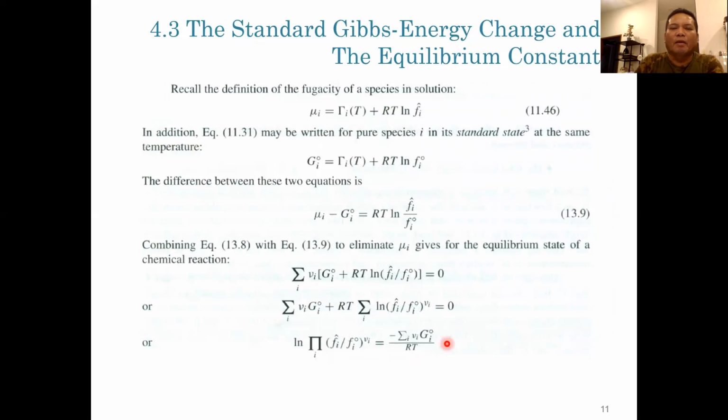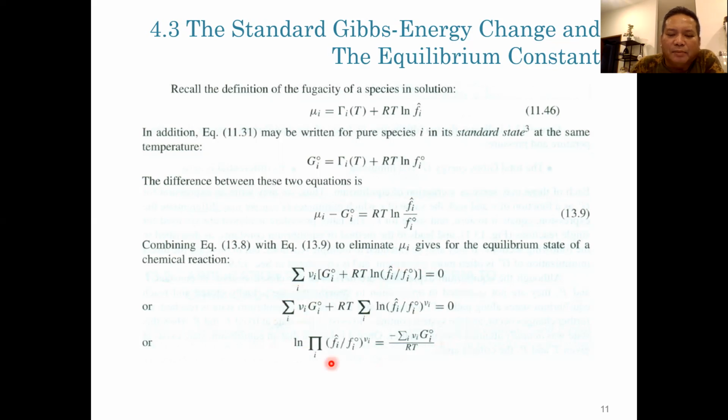In terms of fugacity, we have seen this equation before. And for the Gibbs energy at standard condition, the asterisk or subscript naught here means standard condition. I will call it naught. It can be in this form, and then we take the difference between the two and get this equation. This is not new. But combining equation 13.8 and 13.9, with some magic of mathematics, we get this equation here.